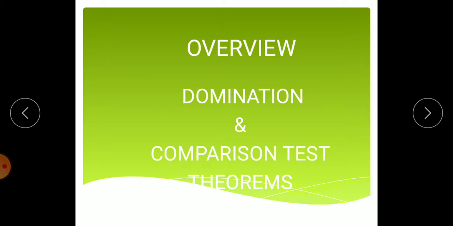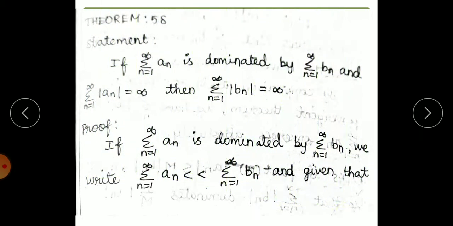Today we are going to see the domination and comparison test theorems. Let us see the first theorem: if summation an is dominated by summation bn and summation modulus of an equal to infinity, then the summation modulus of bn equal to infinity. So we are going to see that if an is dominated by bn, then that is absolute convergent.